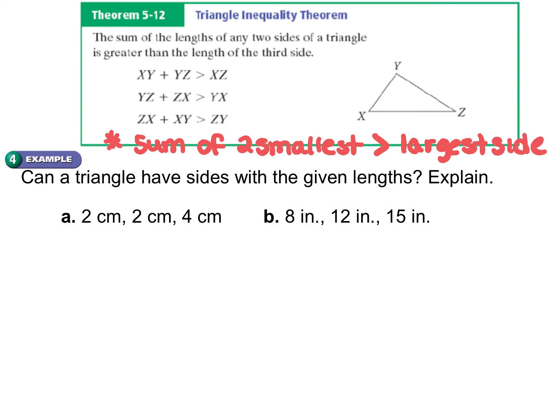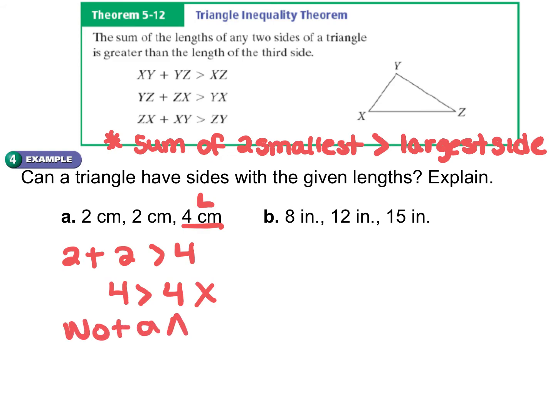So for example, in A, I need to know that 2 plus 2 should be greater than 4, because 4 is my largest side. Now I get 4 is greater than 4. However, the issue is that 4 is not greater than 4. This is not true, so this is not a triangle.